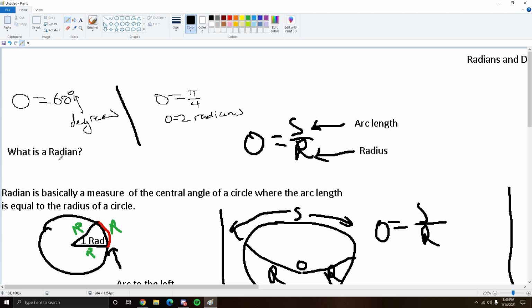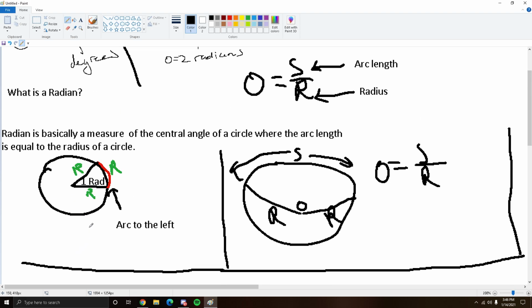So what is a radian? A radian is basically a measurement of the center angle of a circle where the arc length is equal to the radius of the circle. So you guys can see right here, it starts off by having just one dot on the circle and a dot in the middle, like a radius, right? But an arc always has to be outside the circle.